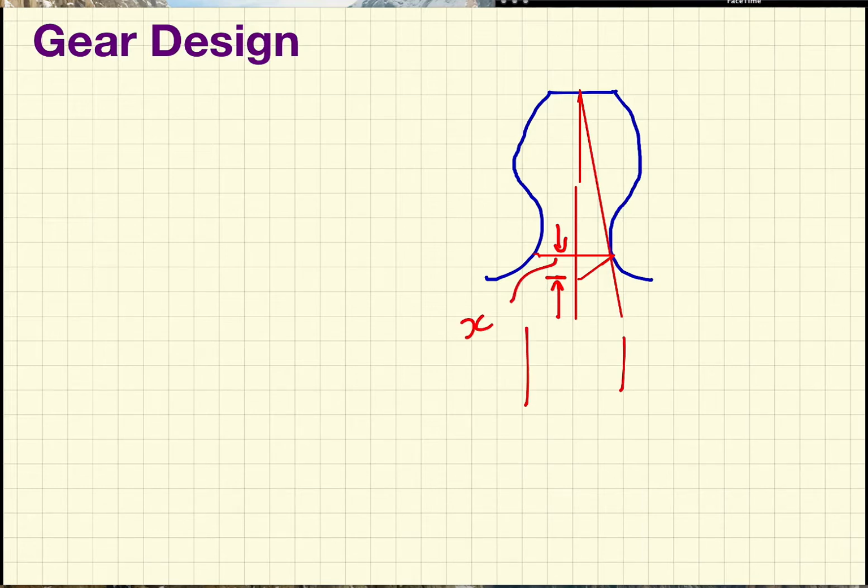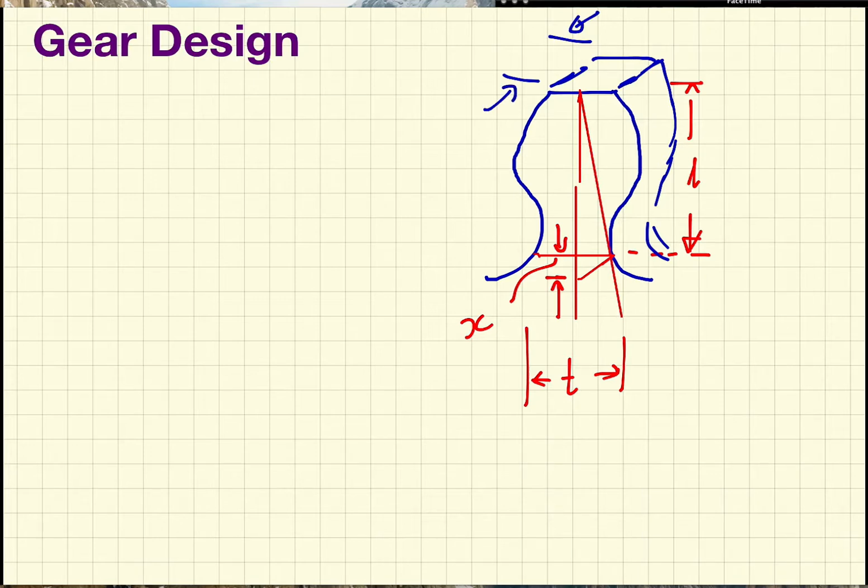So if we define distances, this is the thickness t, and the height of the tooth is L, down to the root right here. And the tooth itself will have a face width that is very important, and this face width is going to be denoted by F. So the geometry has F and L and t.